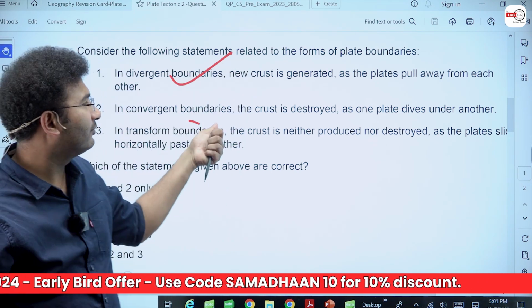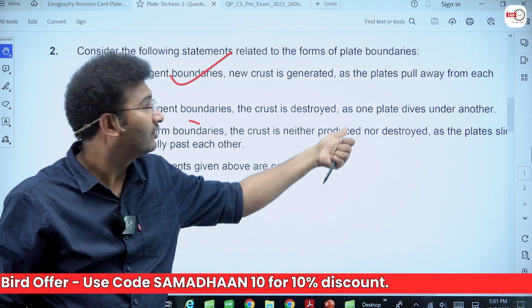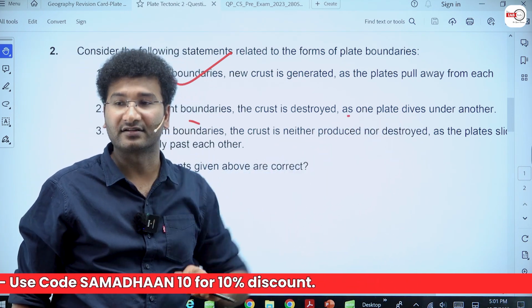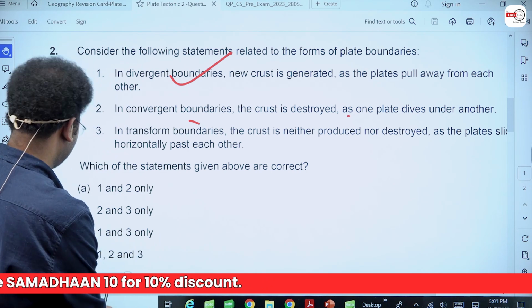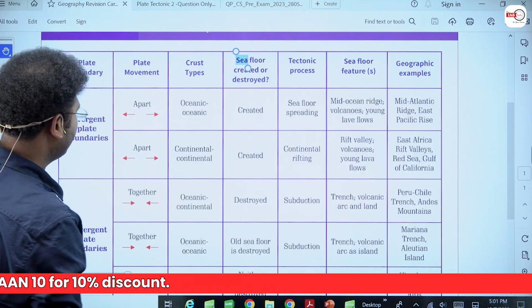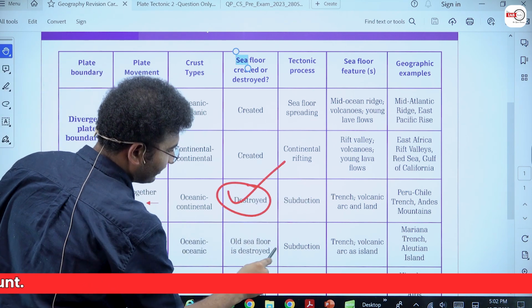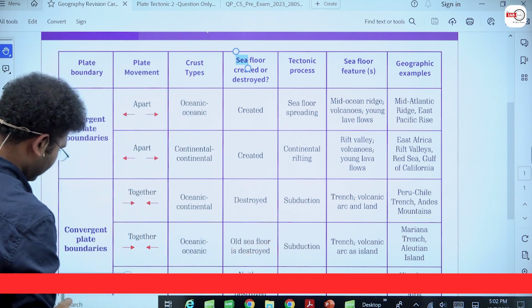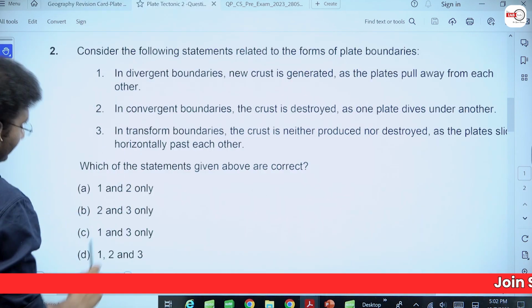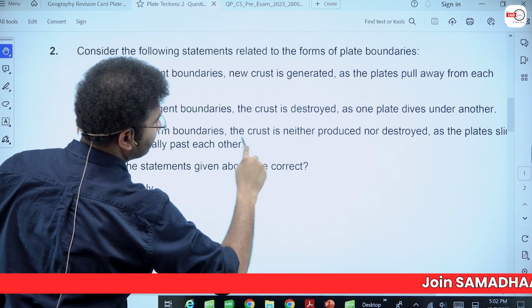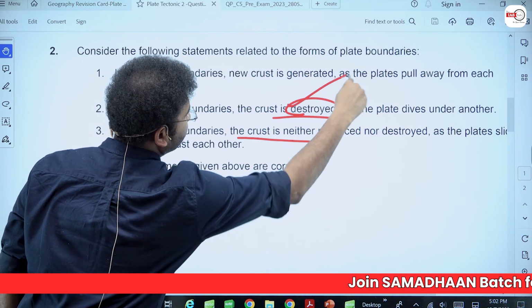Now in the convergent plate boundaries, the crust is destroyed. One plate dives under the other. So let us go and see, in the convergent plate boundary. So this is your convergence. Is it destroyed? Destroyed. Is it destroyed? Destroyed. So let's go back and check here. This crust is destroyed. This is right.